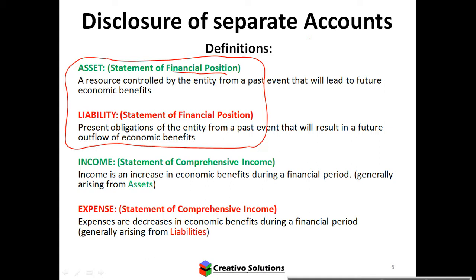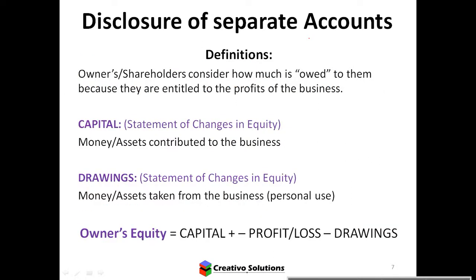Which two definitions don't you see here? Creditors and debtors? No, creditors would be a liability, debtors would be an asset. Oh, capital and drawings. Good. So capital and drawings belongs to who? Owner's equity. Correct, the owner. Perfect. Which statement do you think that'll go to? Statement of changes in equity. Yes, so capital, statement of changes in equity. Drawing, statement of changes in equity. The one the owner takes, the one the owner gives.